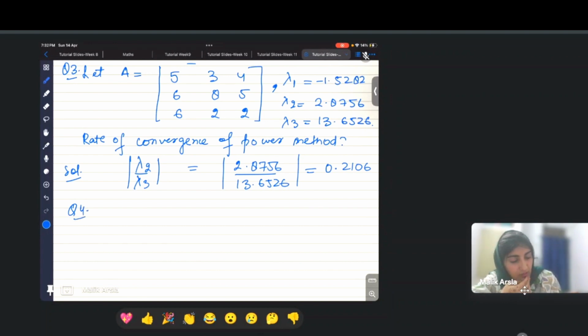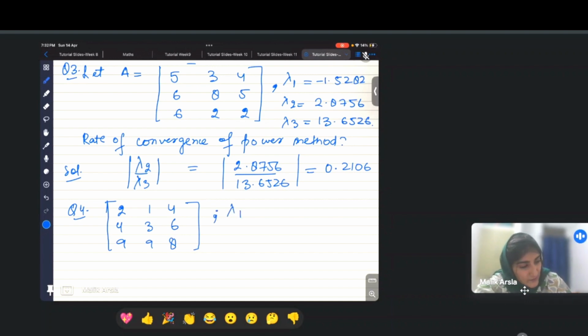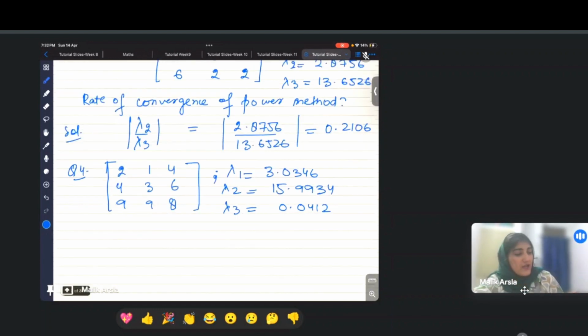So now question 4 is again almost the same. You have been given a matrix 214, 436, 998. Okay, this is your matrix, and your eigenvalues are given as lambda 1 equal to 3.0346, lambda 2 is equal to 15.9934, and lambda 3 is equal to 0.0412. Again, you have been asked the rate of convergence of the power method.